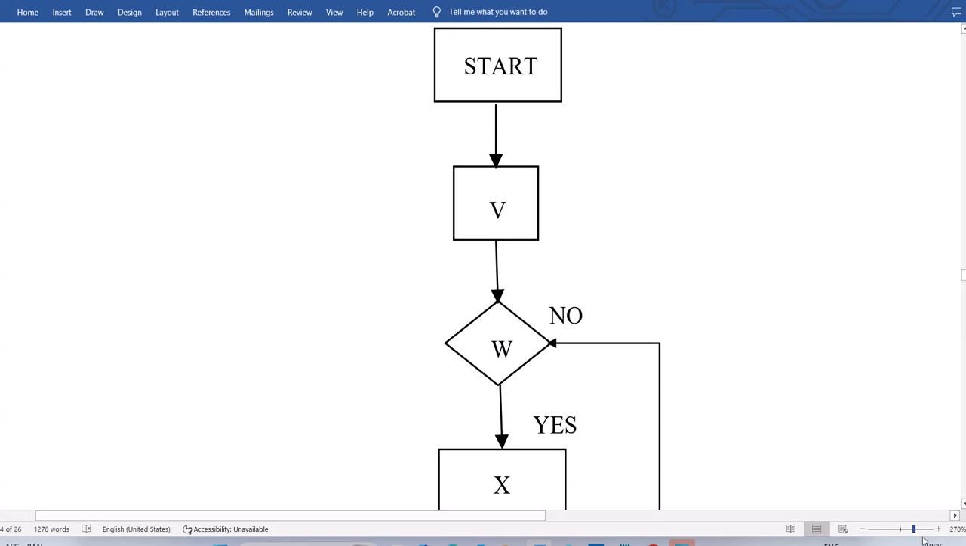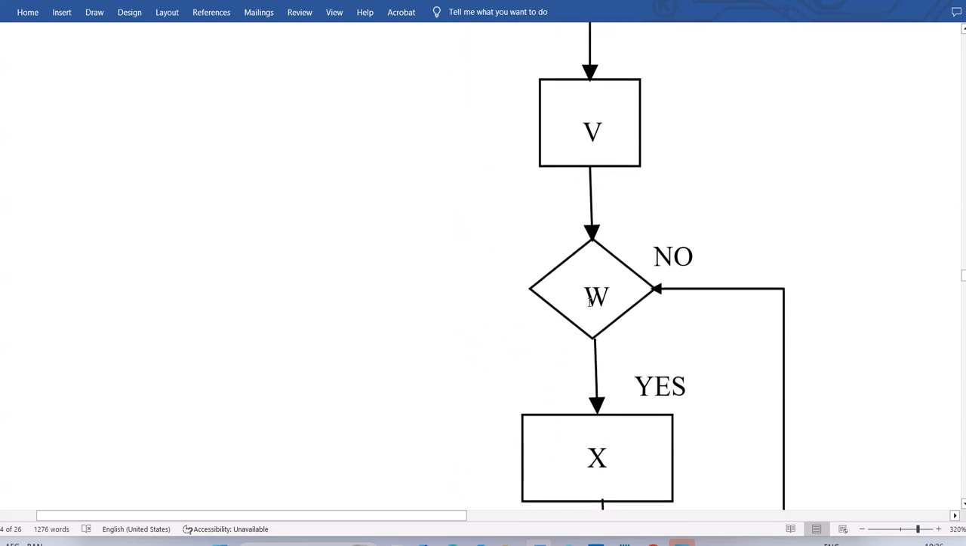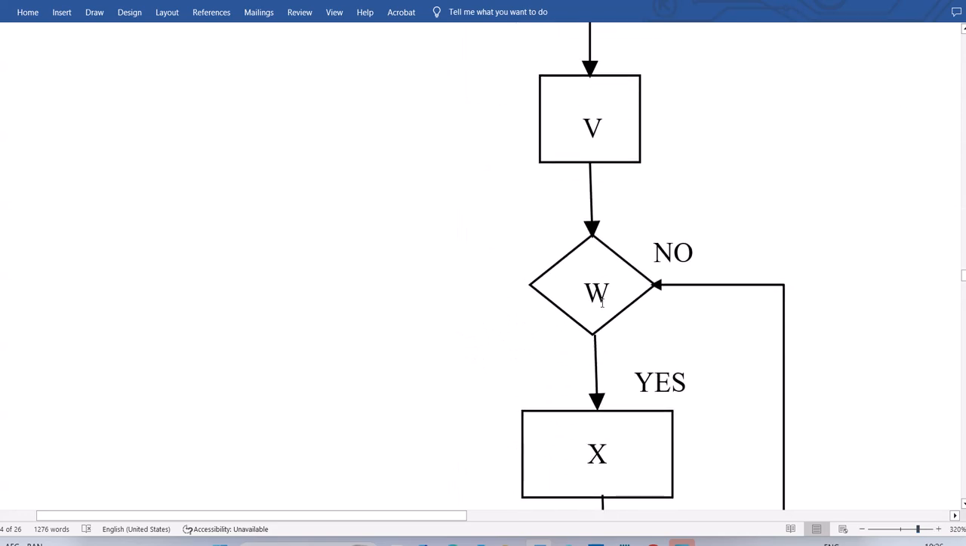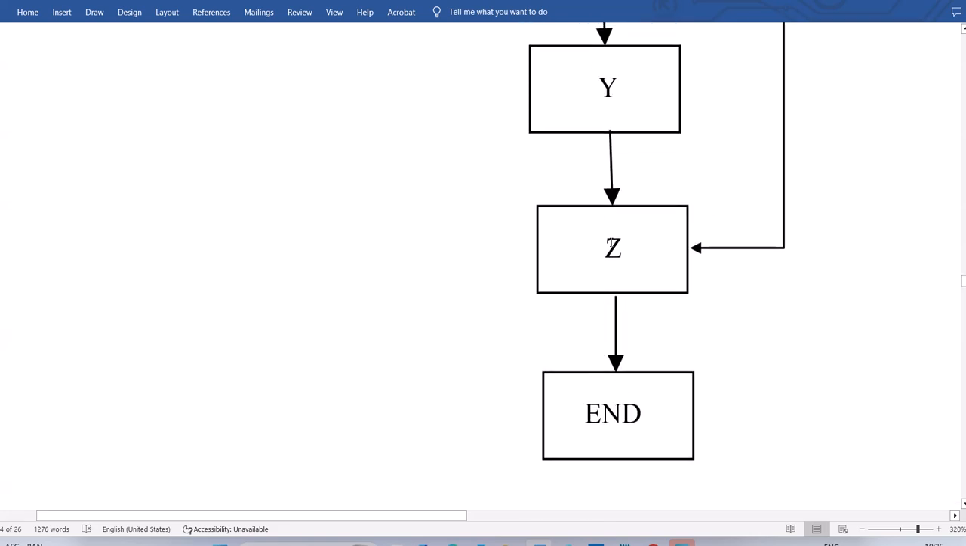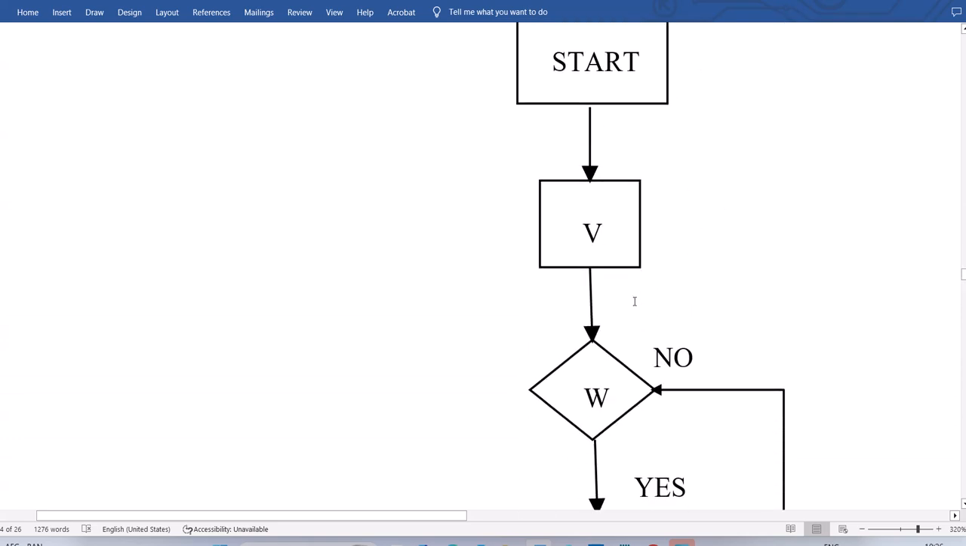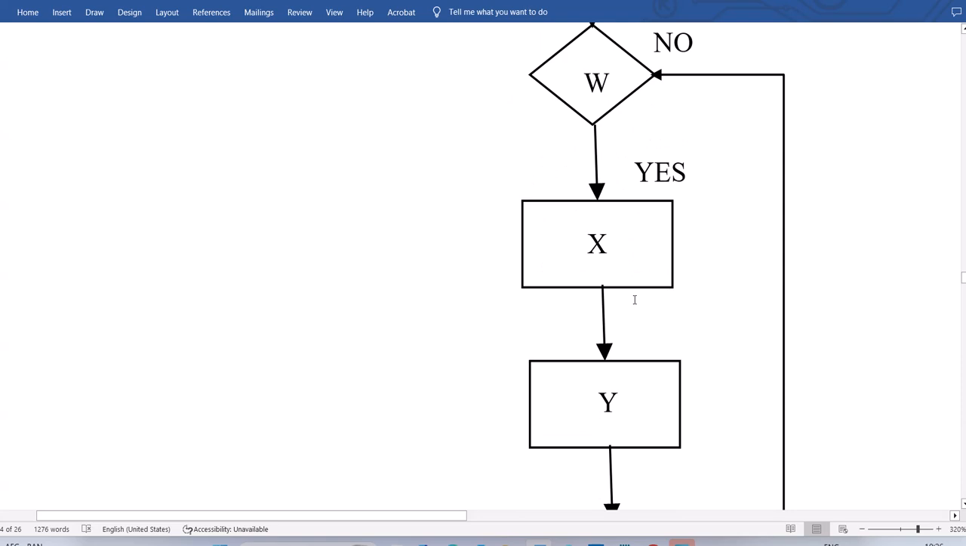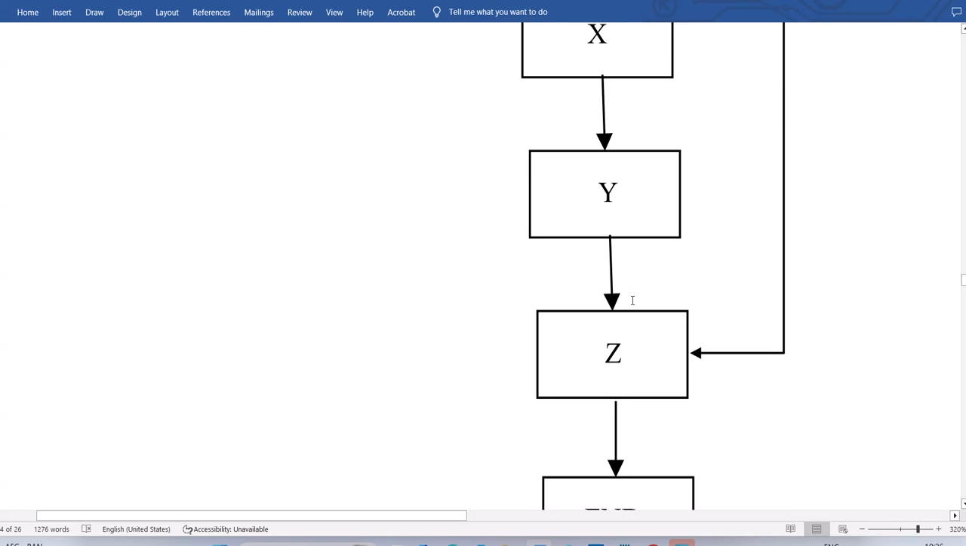W is the decision loop. Start, V, W is a decision loop. Then X, Y, Z. After Z, it's the end. At W, if the condition is true, go for X, Y, then go for Z. If it is false, if it is no, we have to come to Z.